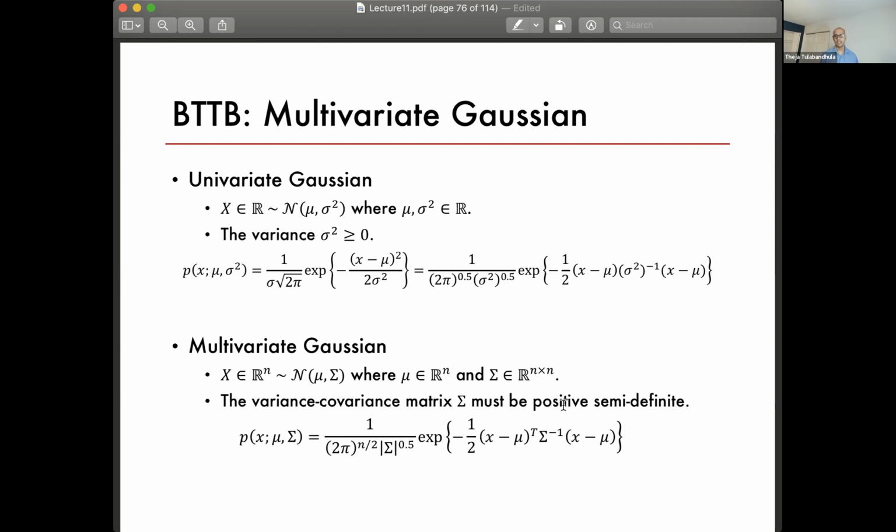Sorry, the variance covariance matrix, yeah, it must be positive semi-definite. There is a problem with inverses and positive semi-definite. Let's say for simplicity, assume that it's positive definite. Okay. Any questions here?